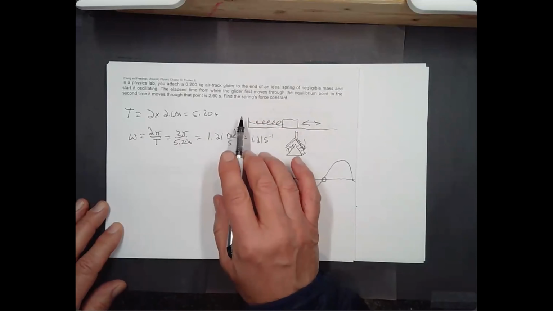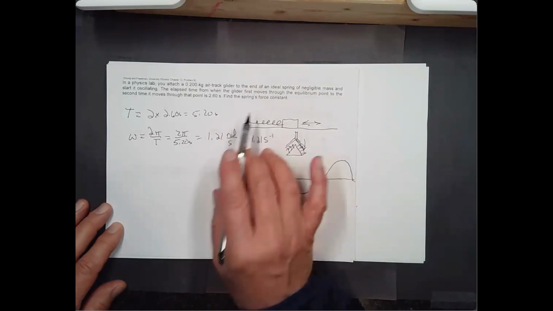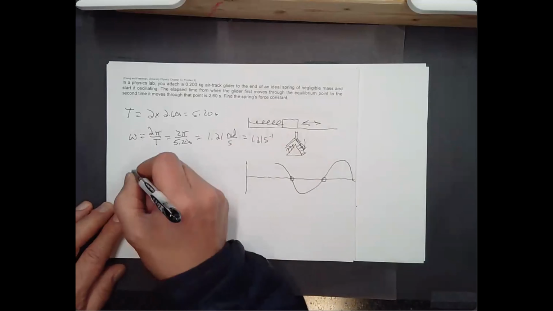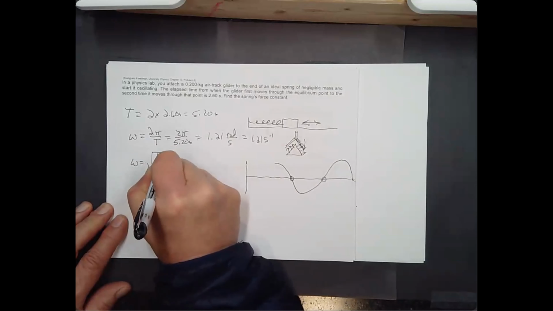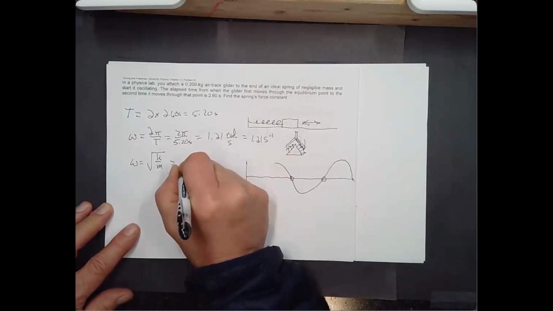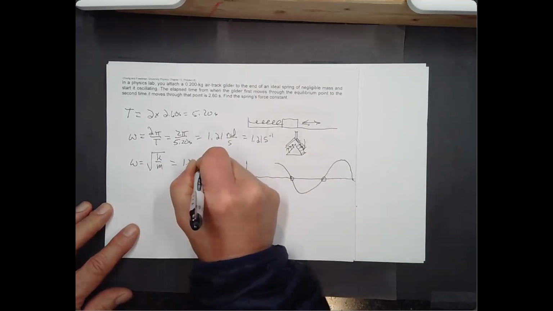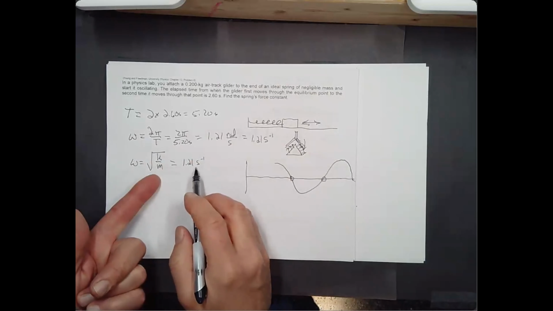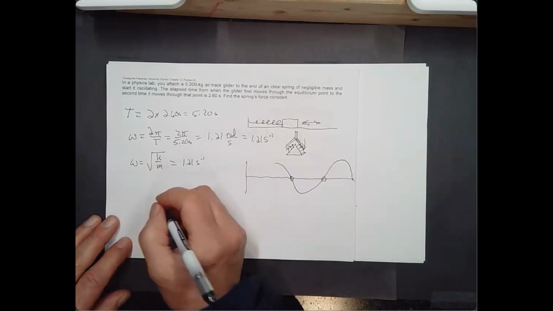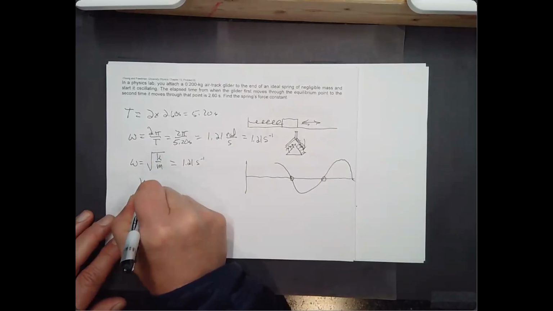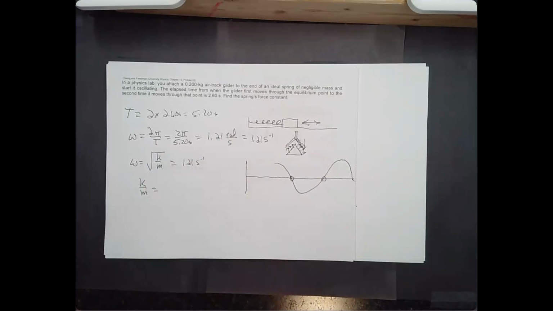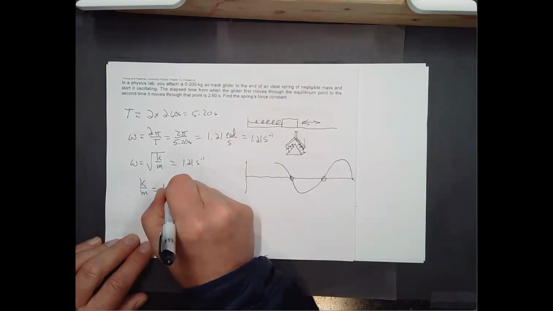So what else can we figure out from this? Let's see. Oh, we're supposed to find the spring constant. Well, omega is also equal to the square root of k over m. And now that we know that omega is 1.21 seconds to the minus 1, we can just square both sides of this and then solve for k. So this one isn't too terrible a problem. If I square both sides, on the left side I'd get k over m. When I square 1.21 seconds to the minus 1, I get 1.46.